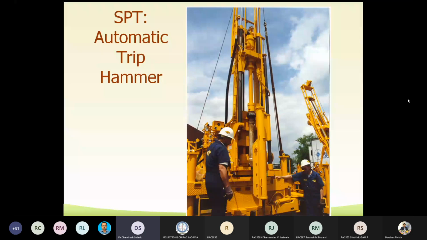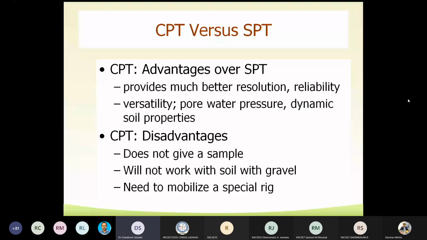The advantages of the CPT test over SPT are mentioned here. It provides much better resolution and reliability, versatility, pore pressure measurement and dynamic soil properties measurement. Whereas the disadvantages of the CPT are that it does not give a sample, as discussed. You need to go for simultaneous boring, it will not work with soil with gravel, and you need to mobilize a special rig. Heavy equipment and machinery is required in performing the CPT test, but it is mostly recommended whenever you have to go for deep foundations.